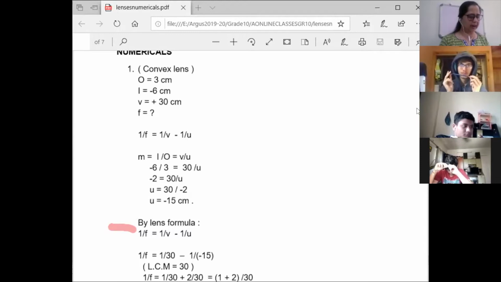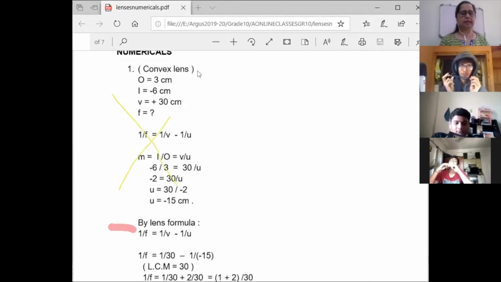Now the first one, convex lens. At what position should a candle of length 3 centimeter be placed in front of the convex lens? It's a convex lens, so the first thing you will do is write convex lens. After you write convex lens, please keep the sign conventions in your mind. Now the length is 3 centimeter.